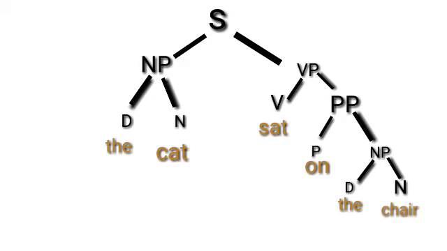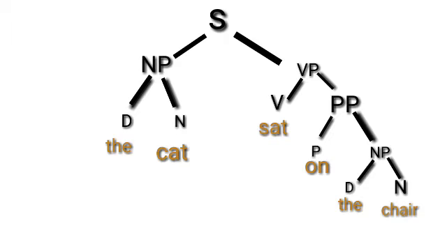For example, the sentence "The cat sat on the chair." The sentence can be broken down like this. Alright, look at the picture. You can see the picture. The top of the tree diagram is the sentence, and then below the sentence it is divided into two kinds, a noun phrase and a verb phrase. The first one is the noun phrase.